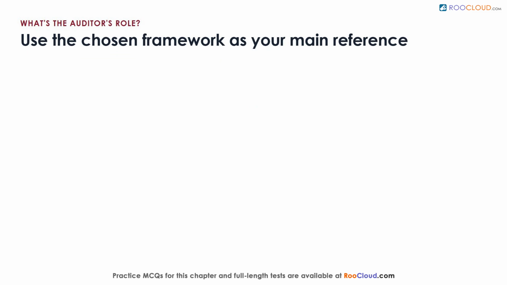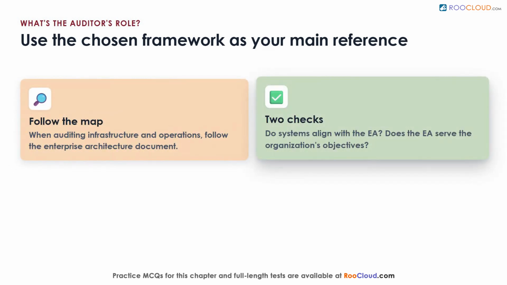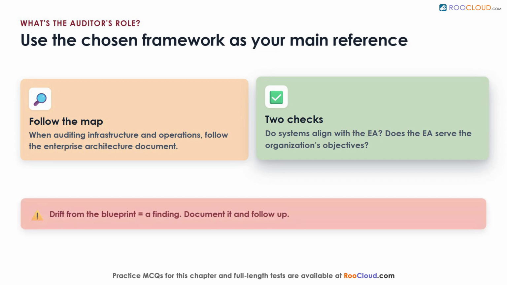So what should an auditor do with the architecture? Treat whatever framework the enterprise chose as your main reference. When you audit infrastructure and operations, follow that map. Then check two things. Do the systems actually line up with the architecture? And does that architecture serve the enterprise objectives? If systems have drifted away from the blueprint, that is your finding.